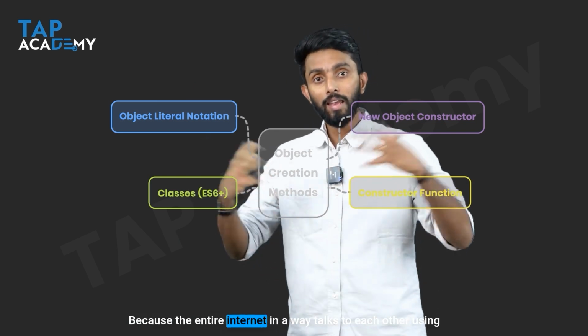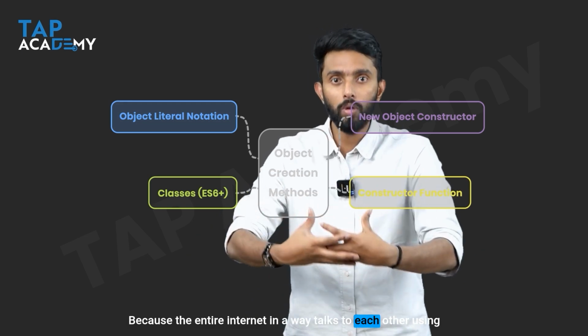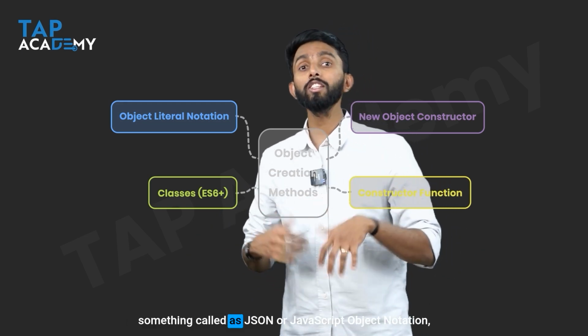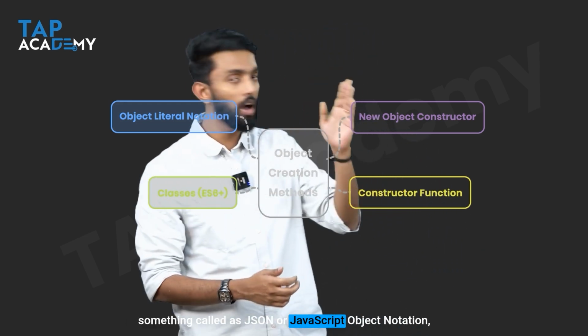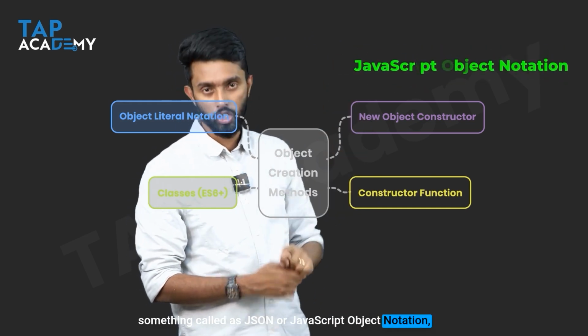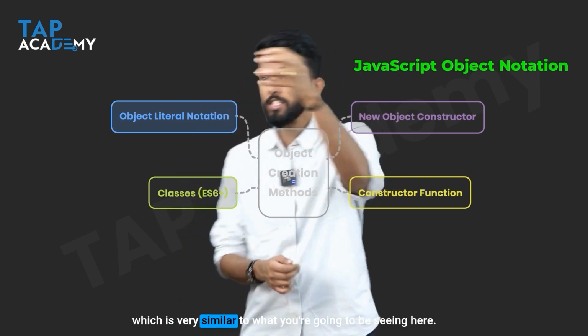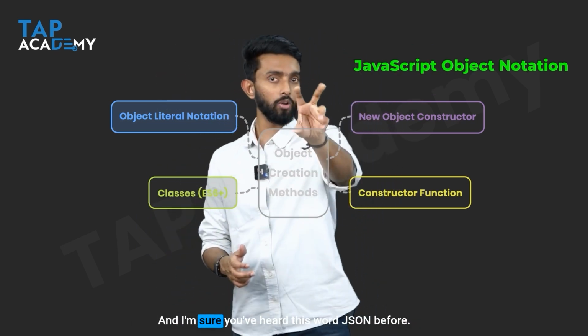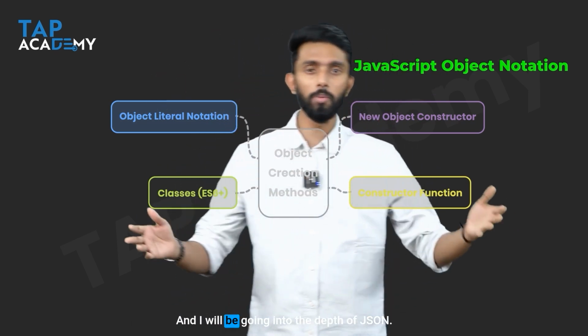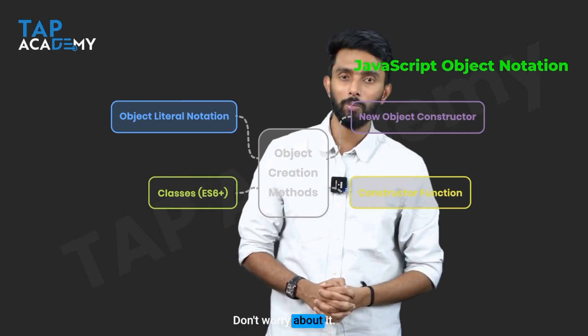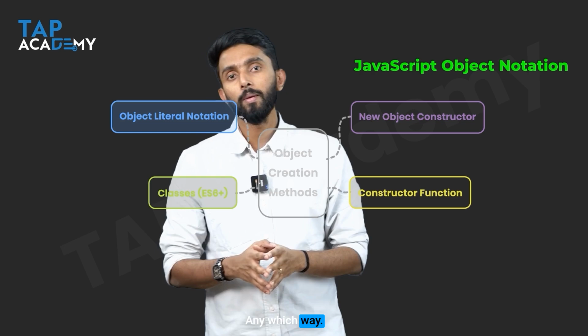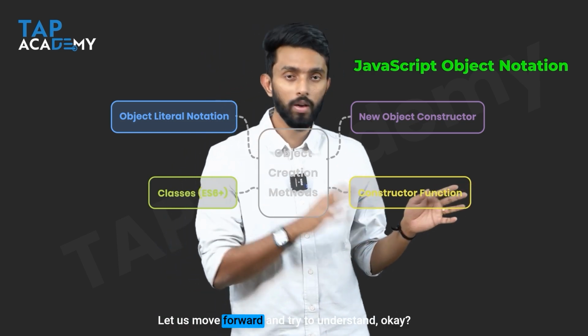But please try to understand, out of these four ways, these two you must compulsorily know, because the entire internet in a way talks to each other using something called JSON, or JavaScript object notation, which is very similar to what you're going to be seeing here. And I'm sure you've heard this word JSON before, and I will be going into the depth of JSON. Don't worry about it. Any which way, let's move forward and try to understand.